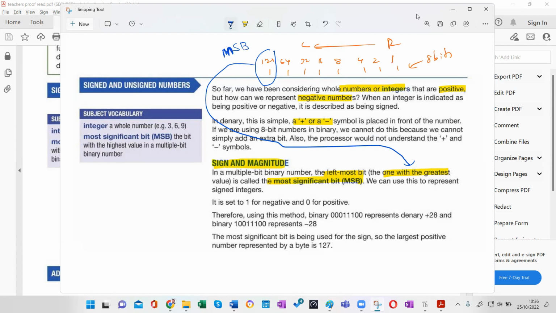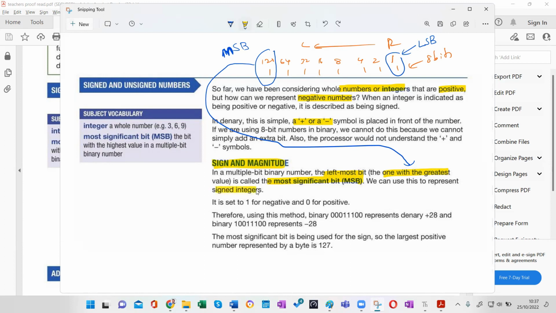In maths, you must have heard about something called the most significant digit. This is the most significant bit. And the least significant bit is this, the one which has the lowest positional value. LSB, and this is MSB. First you understand that. We can use this to represent signed integers.